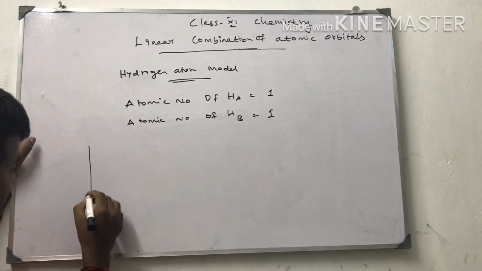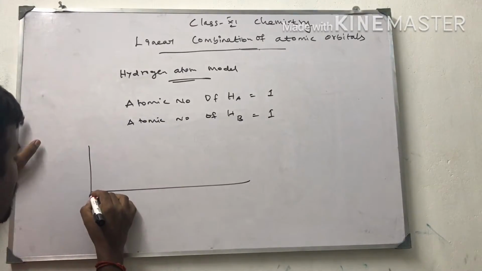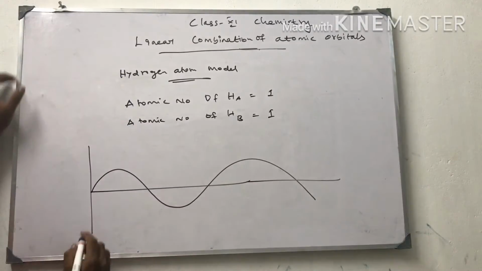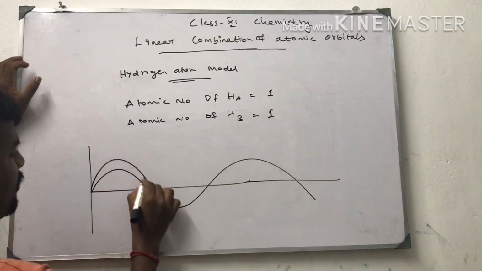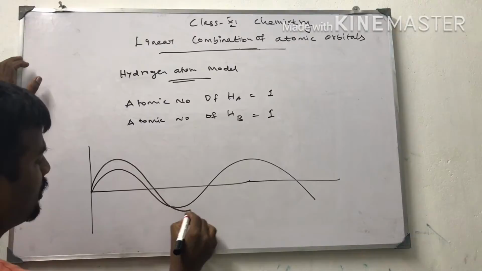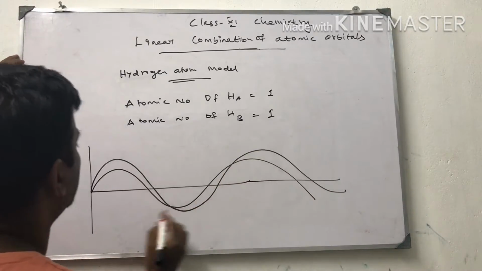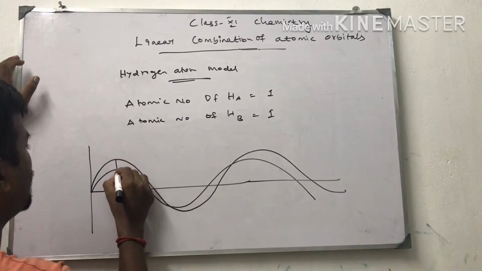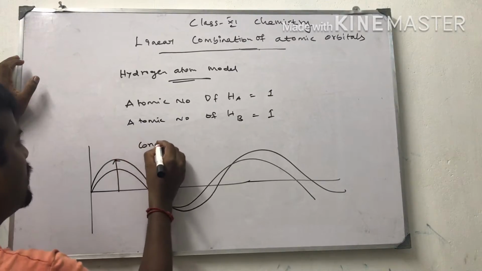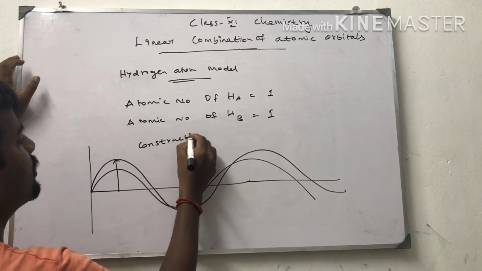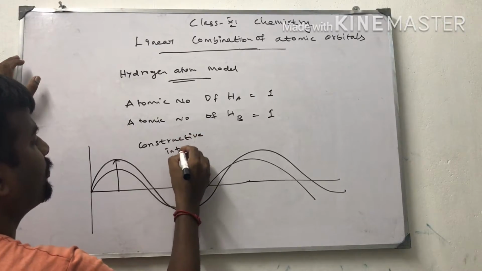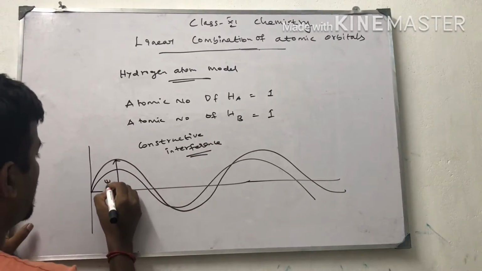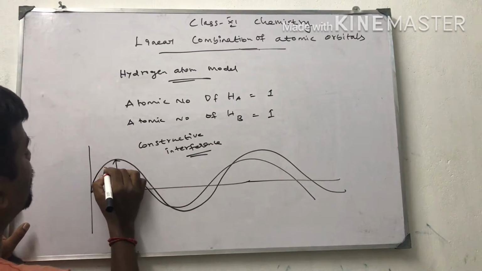Let us see this wave function. Wave function means the electron moving like trough and crest. Here one more wave is coming, and like that it goes up. So this combination is called constructive interference, psi A plus psi B.